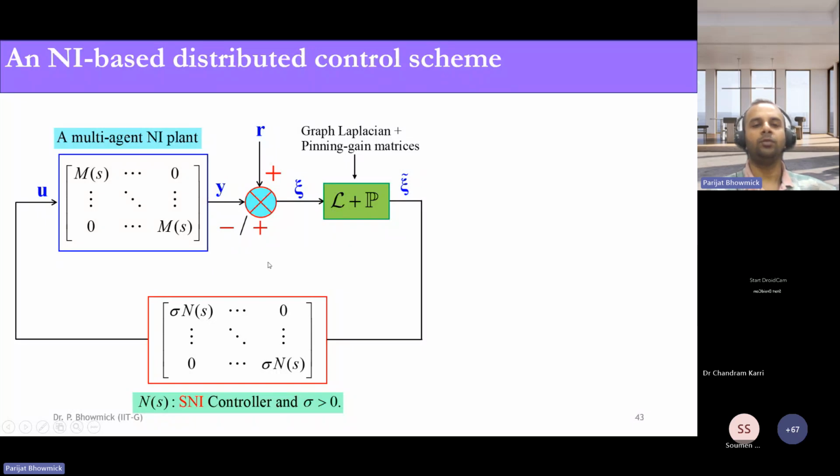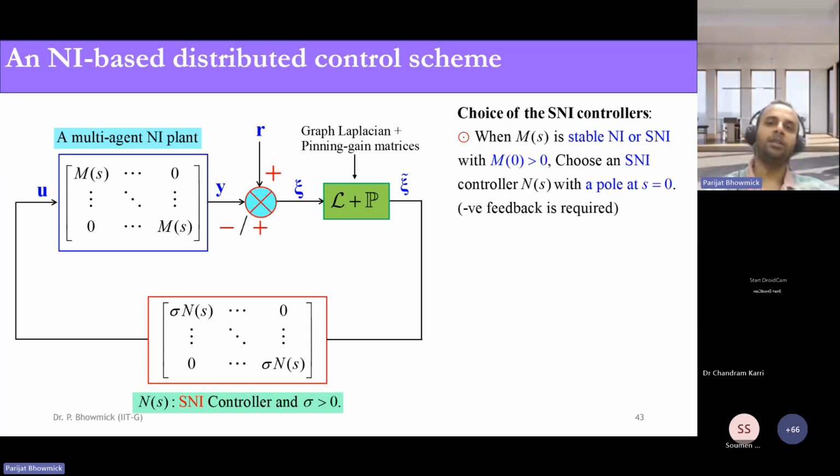And as we have just seen, if an individual agent, a unit, is NI or SNI, then the whole multi-agent system will also remain NI or SNI, provided the graph satisfies those properties. Then we can easily decide this SNI controller by looking at the DC loop gain condition, because anyway the DC loop gain condition will prevail, whether it's a SISO or MIMO case. Okay, so that is the main motivation behind designing an NI based distributed control scheme.